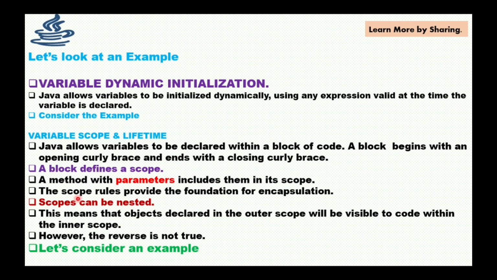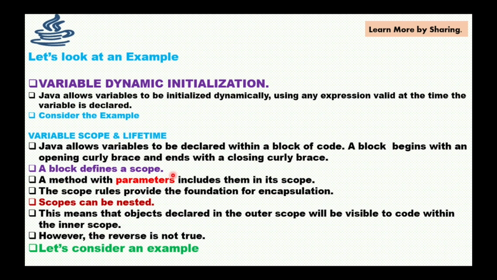Scope can be nested. This means that objects declared in the outer scope will be visible to code within the inner scope. So if you put a method inside the main method, whatever objects and variables are outside that second method can still be accessed. However, the reverse is not true. If you have nested blocks of code, nested methods, the inner method cannot reveal its variables to the outer method.